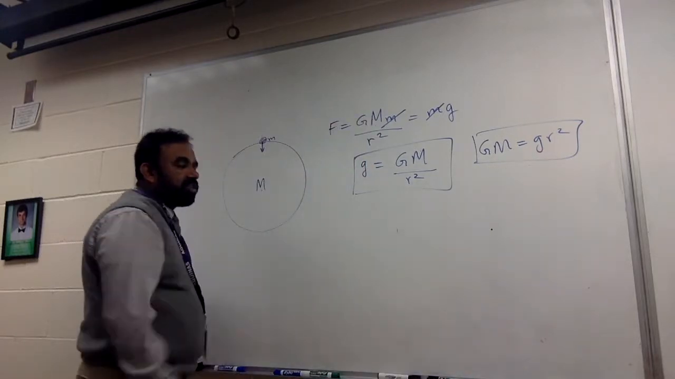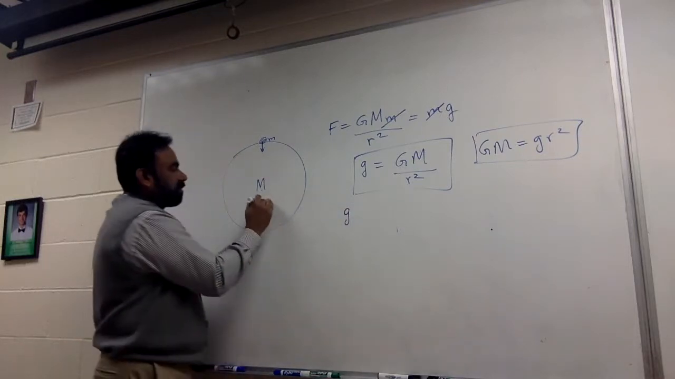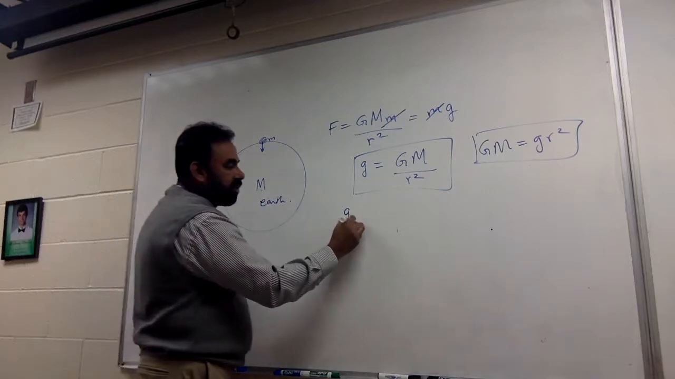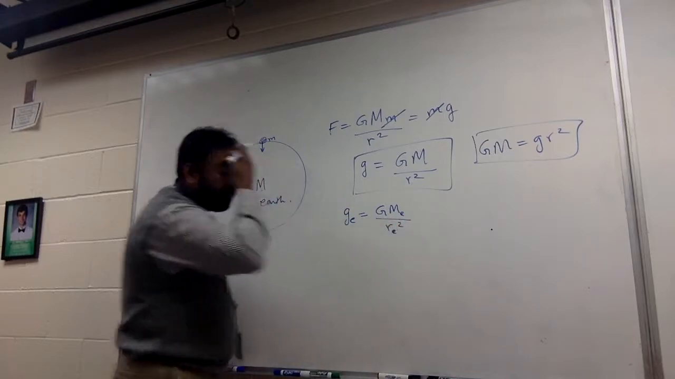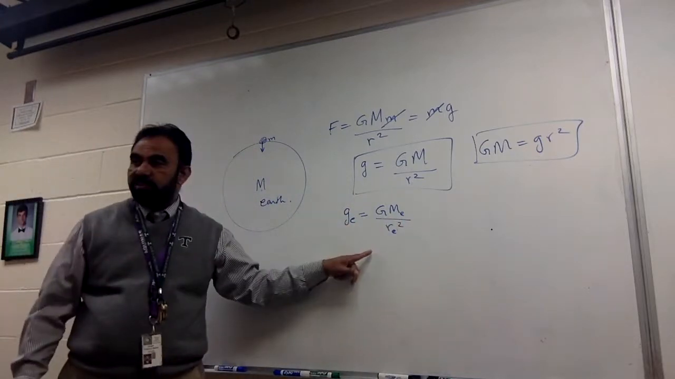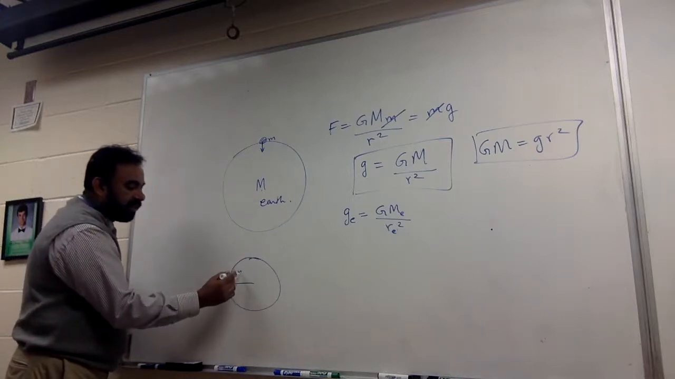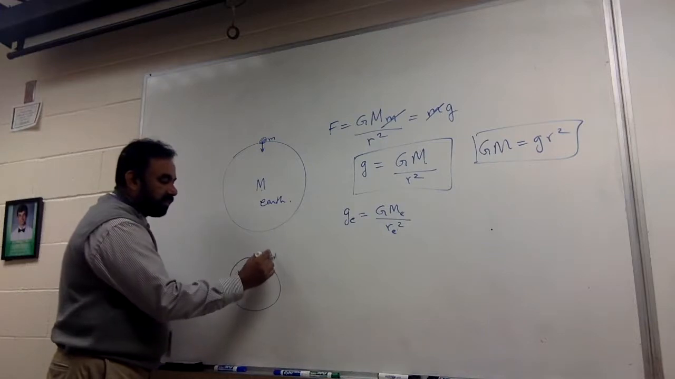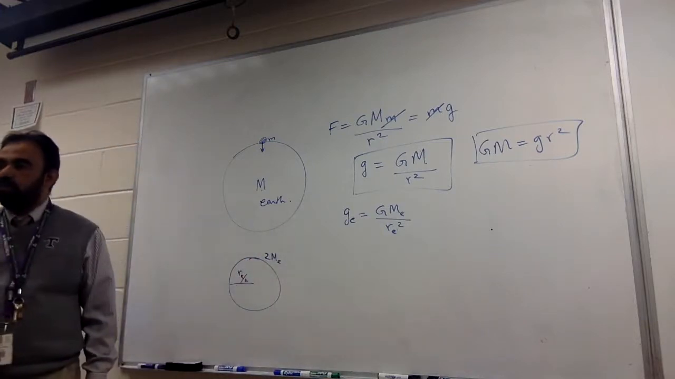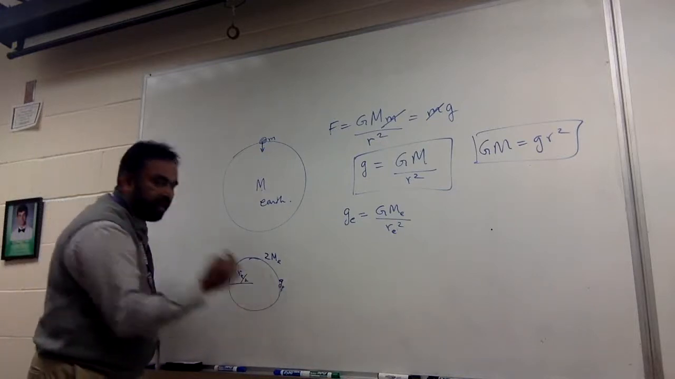Okay? Now how do you use this equation? A simple example. Suppose for the Earth, gE is G M_E over R_E square, correct? See, I put subscripts for you to understand that. Now suppose there is another planet which is half the radius of the Earth and has twice the mass of the Earth. What will be the g on that planet? What will be the g on the surface of that planet?